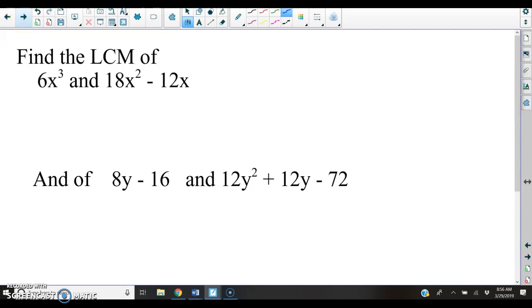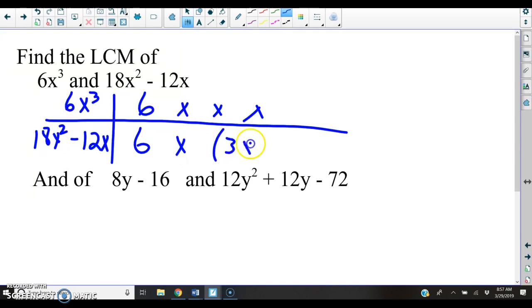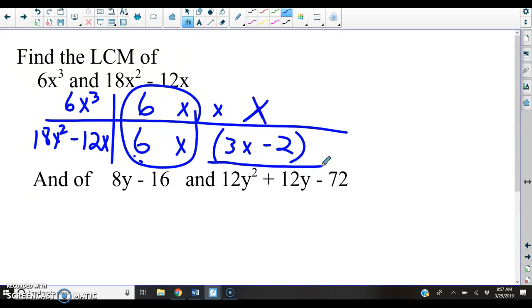Find the least common multiple of these. Okay, you do remember we got 6x cubed and we've got 18x squared minus 12x. Well, 6x cubed, we can go 2 times 3, but I think some of you are seeing that we could take a 6 out, and an x, and we'd be left with 3x minus 2 for the last factor. So the greatest common factor is the 6x. The second one has the 3x minus 2. The numerator has an extra x squared.